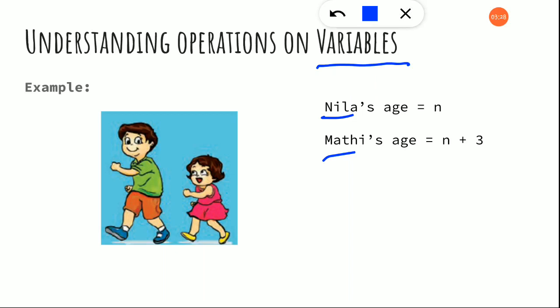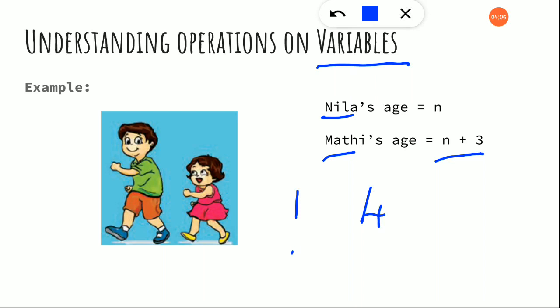They are just telling that Nila is n years old. It may be 1, 2, 3, anything. Nila is n years old. And Madhi's age is Nila's age along with 3 years more. So Madhi is the elder one and he is 3 years elder to Nila. Clear? Maybe Madhi is his elder brother. So he is 3 years elder. So what is happening when Nila is 1 year old, how old will Madhi be? 4 years old, because n's value is plus 3.